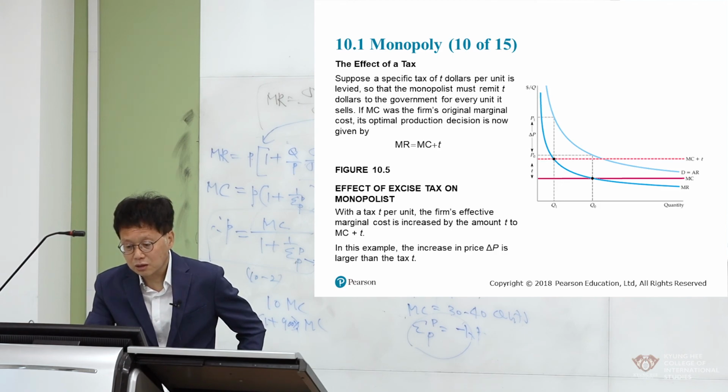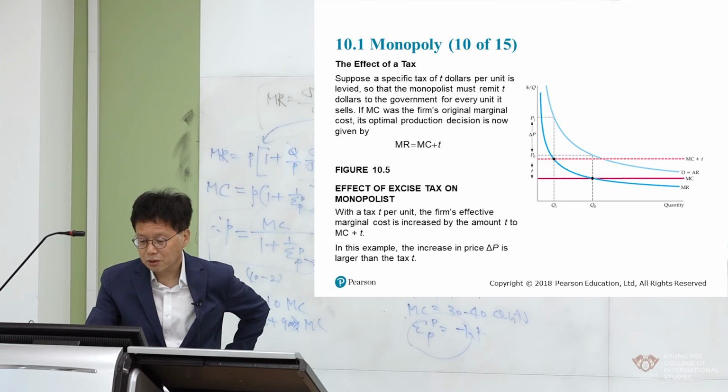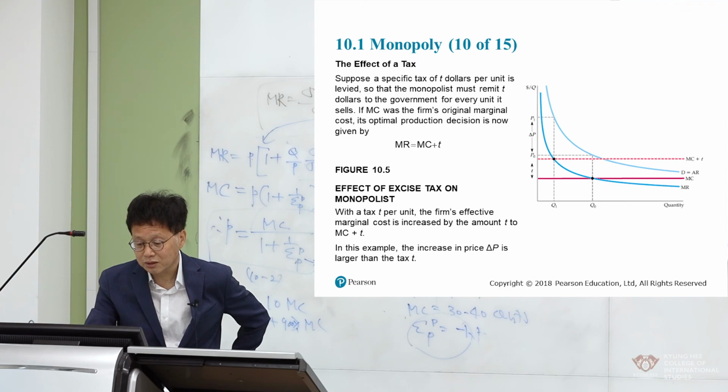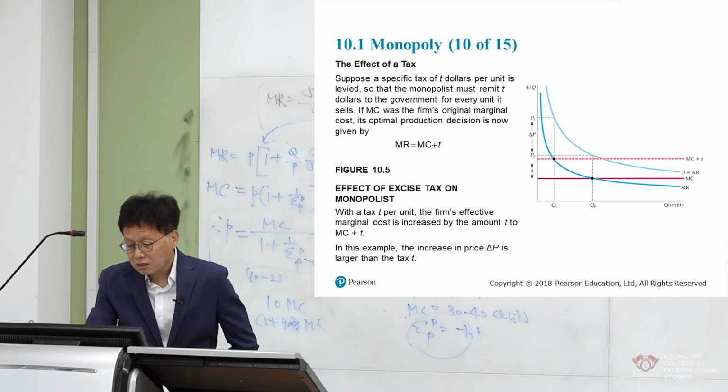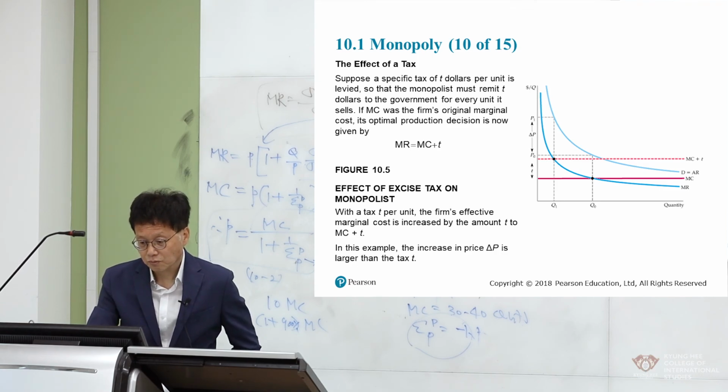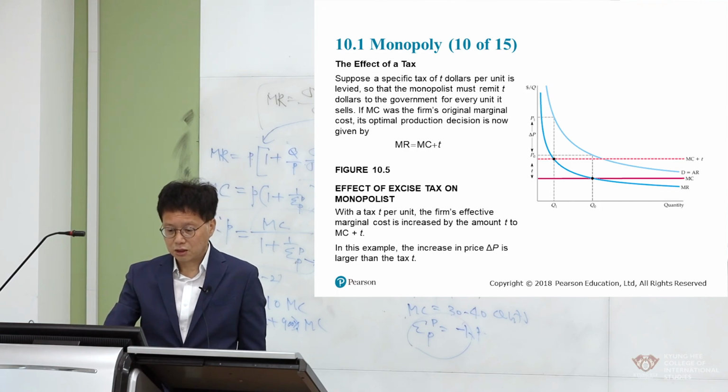So that is explained here. With the tax T per unit, the firm's effective marginal cost is increased by the amount T to MC plus T. In this example, the increase in price is larger than the tax rate. The tax is the gap between the two marginal cost curves, that is T. But price increases greatly when the market is a monopoly, imperfect. Okay, I'd like to stop here.